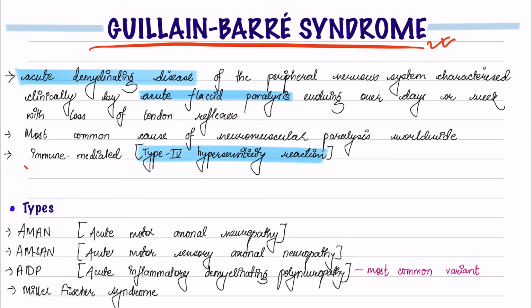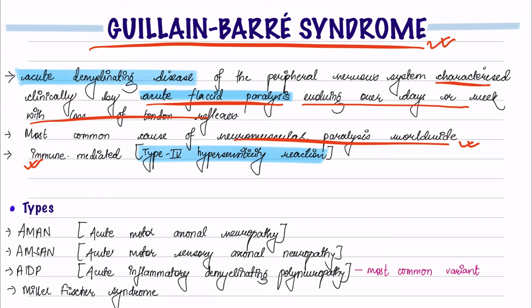Guillain-Barré Syndrome is an immune-mediated acute demyelinating disease of the peripheral nervous system, characterized by acute flaccid paralysis which evolves over days or weeks with loss of tendon reflexes. It is one of the most common causes of neuromuscular paralysis worldwide.